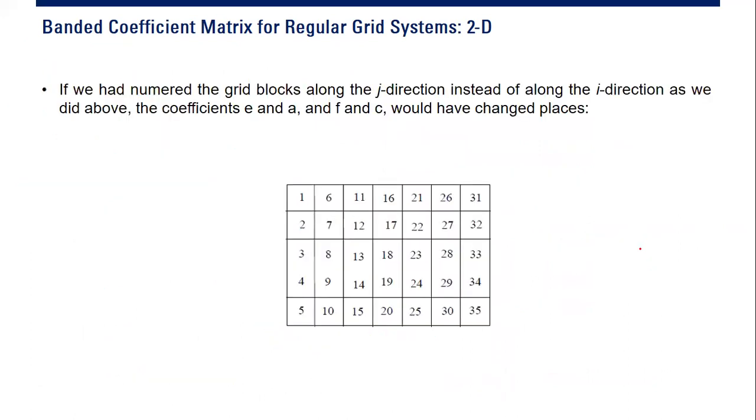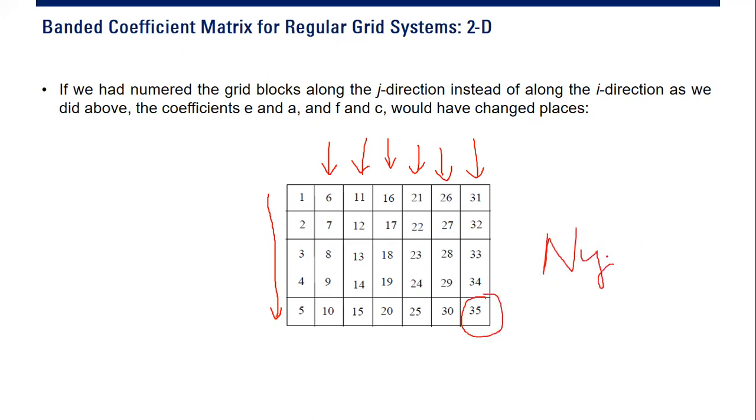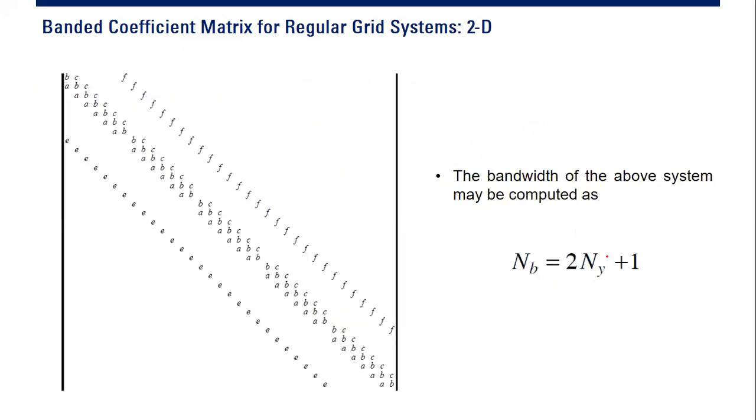Okay, if we had numbered the grid blocks along the J direction instead of along the I direction as we did above, the coefficients E and A and F and C would have changed places. So if we do the numbering using J direction, from the top we go down, 1, 2, 3, 4, 5, and then start again from the top, 6, 7, 8, 9, 10, start again from 11, 16, 21, 26, and 31, all the way starting from the top, go down. Okay, we need to know the number of grid blocks in J or Y direction, NY, and we can calculate the bandwidth. NB equals 2NY plus 1.